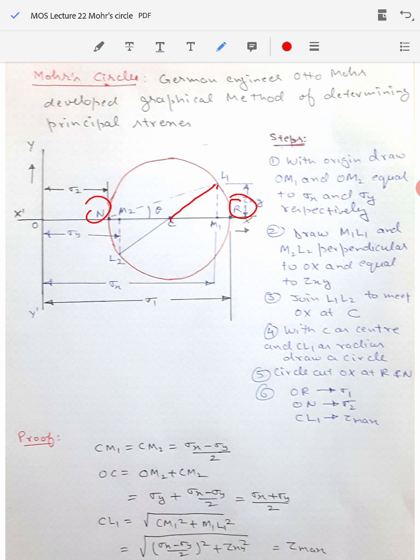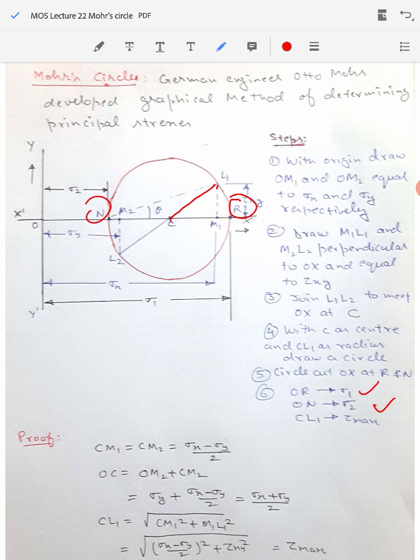which are R and N respectively. Now we will measure the value of R point from origin, that is called OR, and N point from the origin, that is ON. The value that we have measured for the OR will be equal to sigma 1, and the value that we will measure for ON will be equal to sigma 2. That means the first principal stress and the second principal stress respectively.